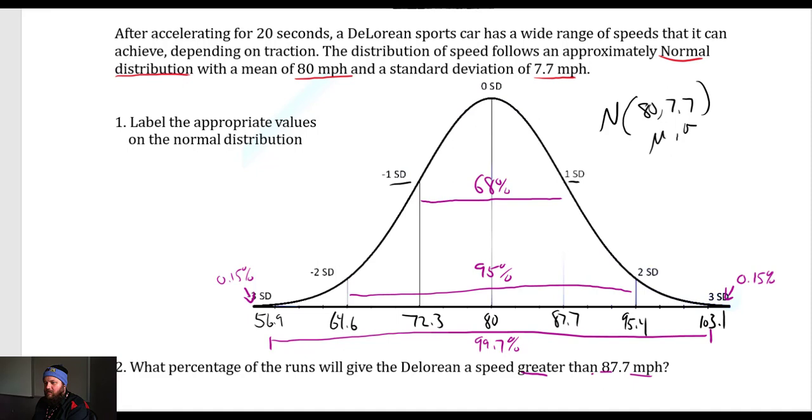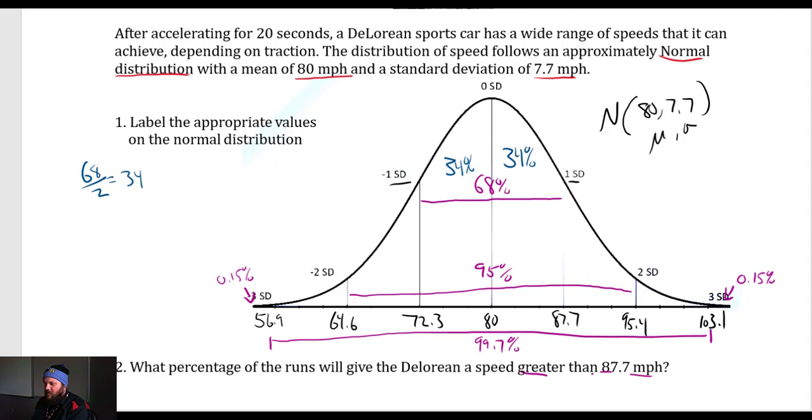Now let's talk as well about the sections in between the mean and positive one standard deviation. So from the mean to positive one standard deviation is 34% because we're just taking 68% and dividing by 2, and that gives us 34, right? So therefore we have 34 on both sides.